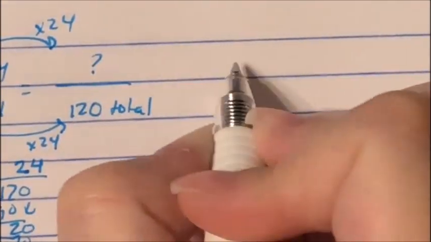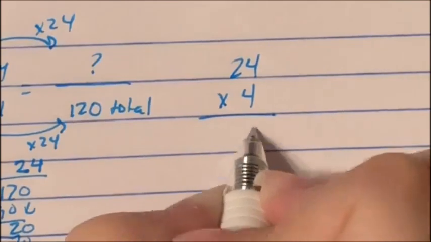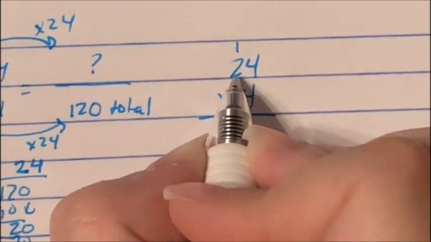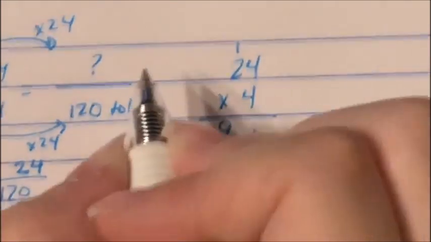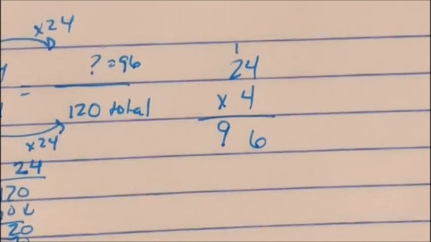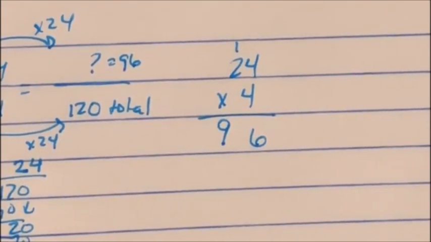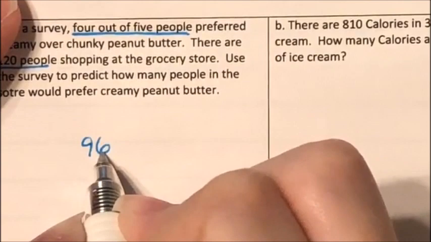So I'm going to go ahead and do my multiplication over here. 24 times 4. 4 times 4 is 16. 4 times 2 is 8, plus 1 is 9, so 96. So my question mark equals 96. So about 96 people prefer creamy peanut butter to chunky, if I use those survey results.